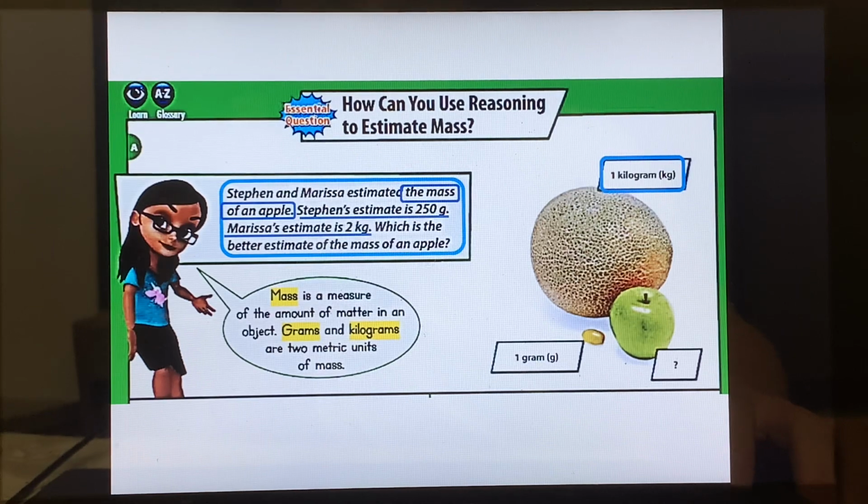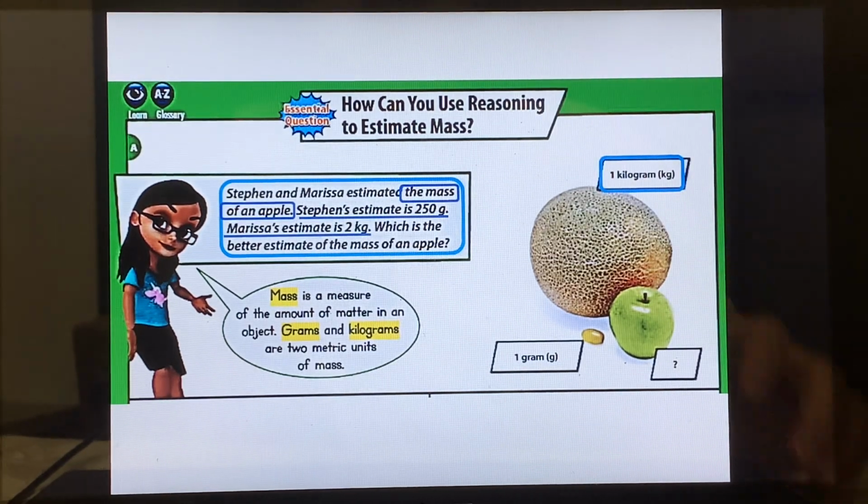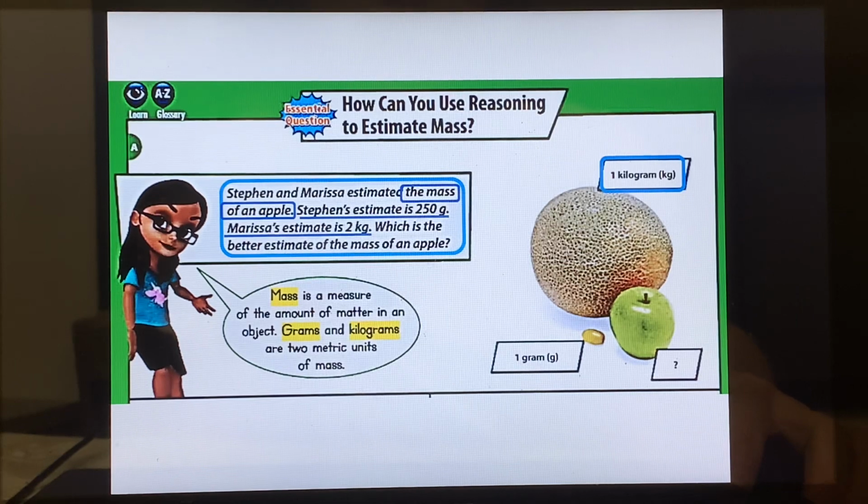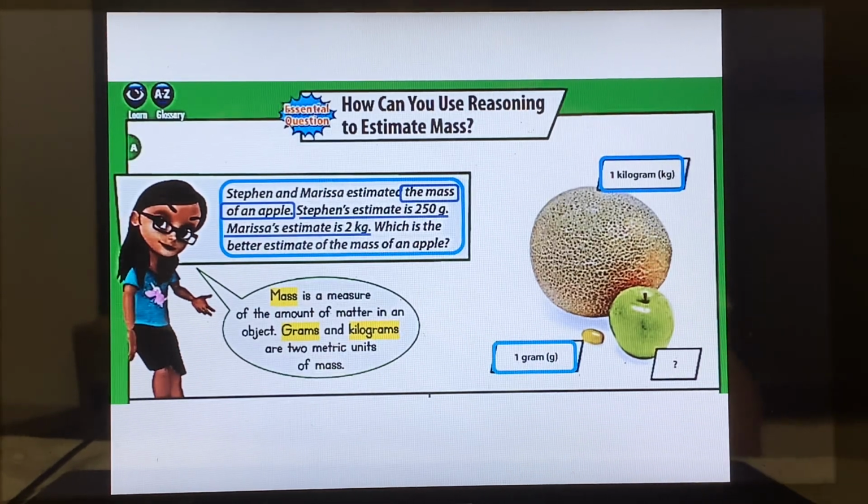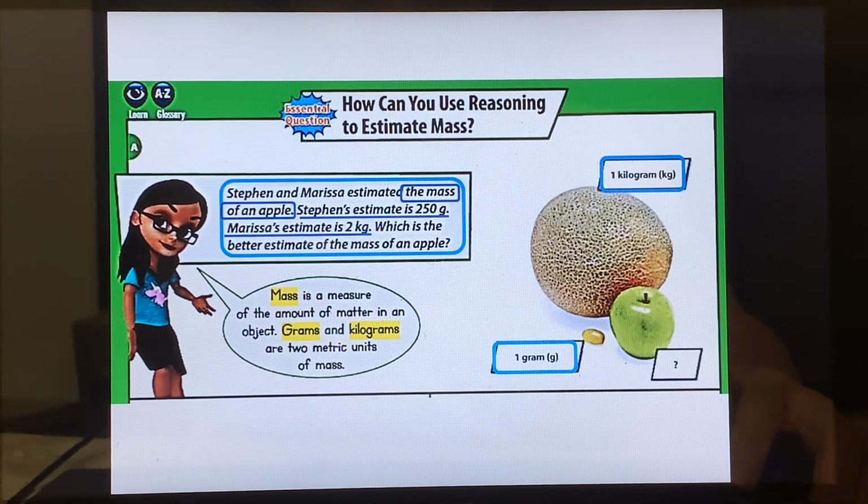Mass. Okay, let's look at the picture. In the picture, you can see a cantaloupe, which has a mass of 1 kilogram. And over here is a grape. The grape has a mass of 1 gram. Stephen and Marissa are making their estimate for the mass of the apple.